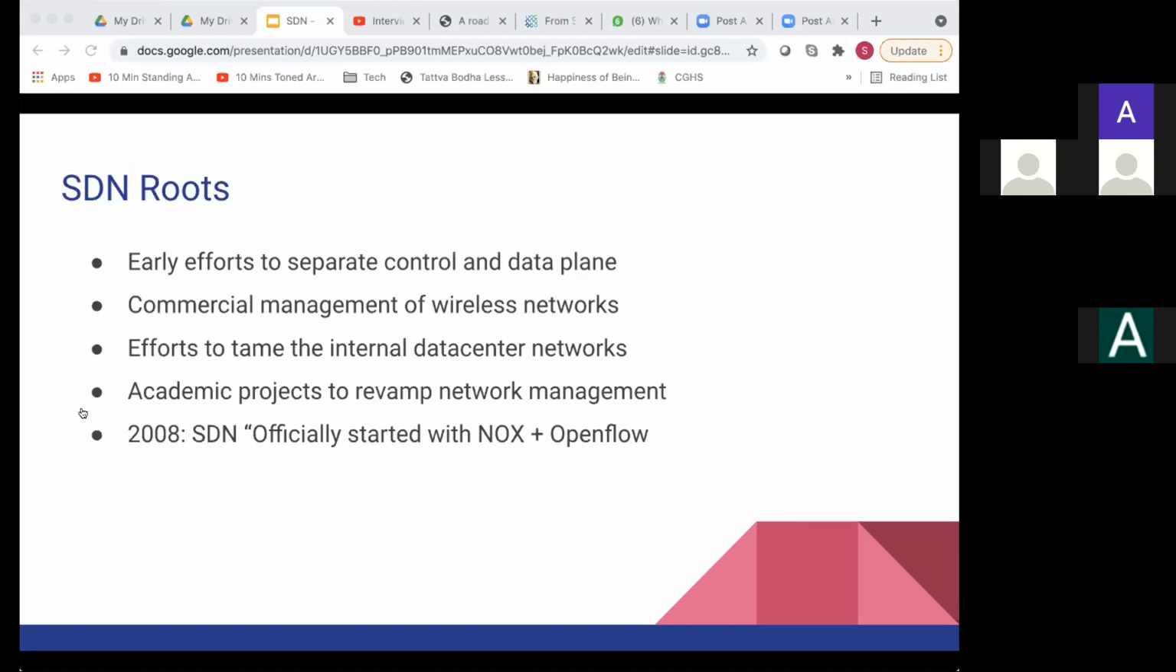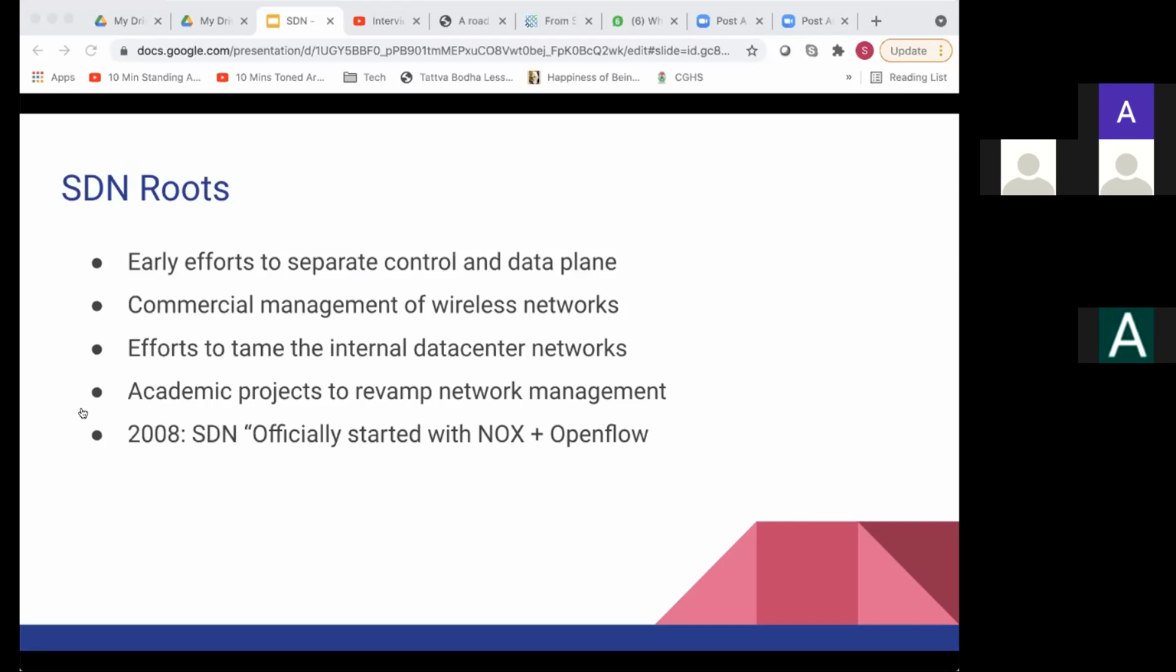What do you mean by abstraction here? Abstraction is something we will talk about at length in the next few slides. Just hold on to that thought, right? I do have a slide on that topic.